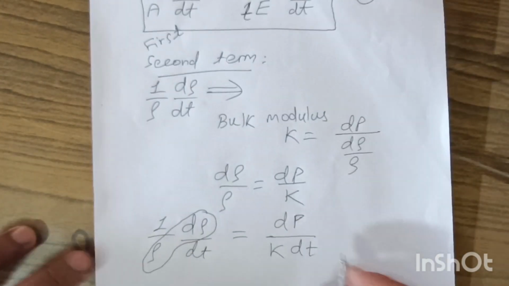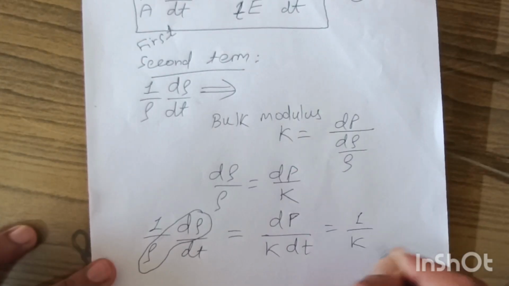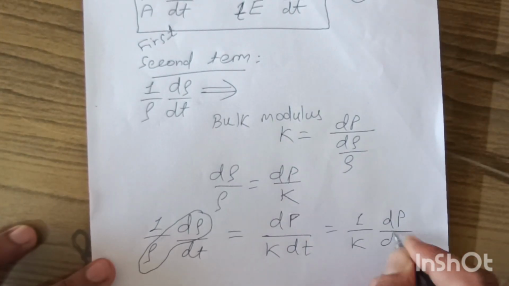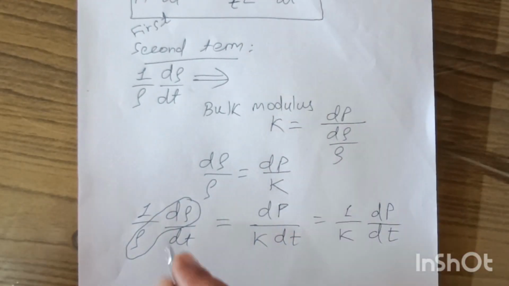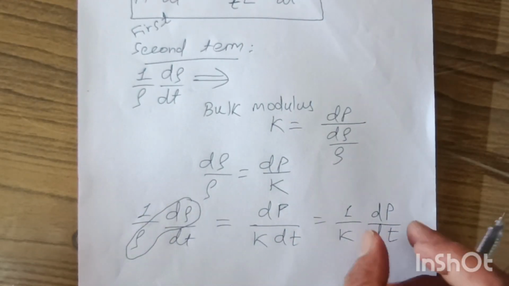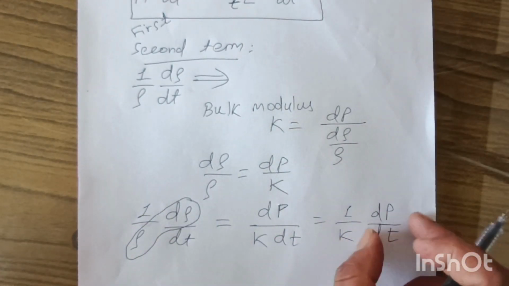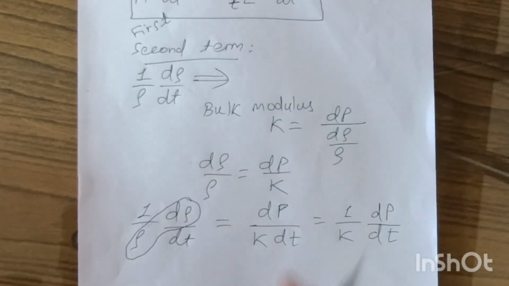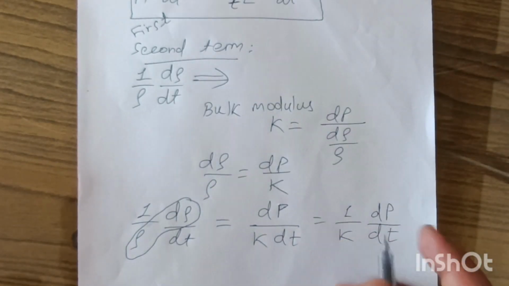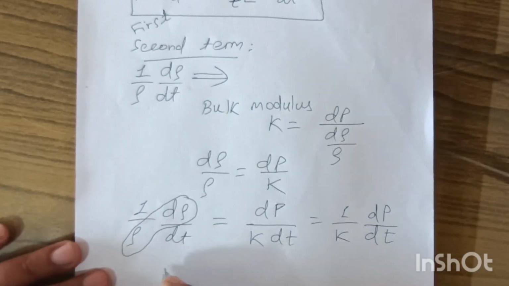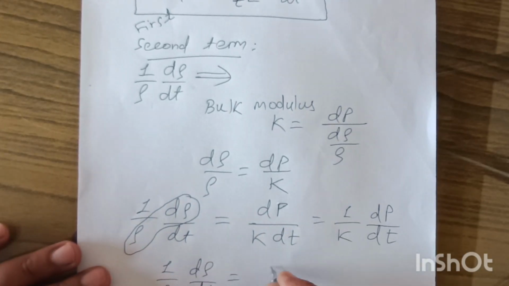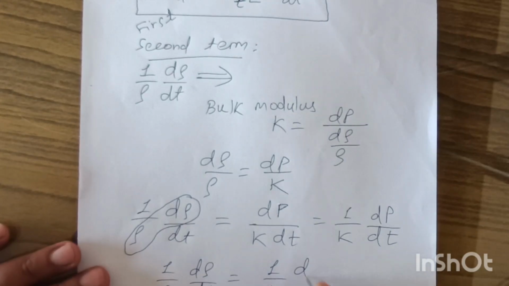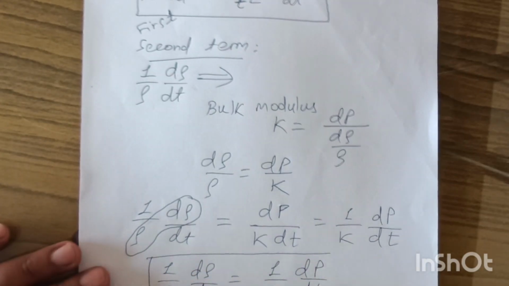Okay, 1 by k dp by dt. You can write that the pressure changes with respect to time. So we have 1 by rho d rho by dt in terms of 1 by k dp by dt. Let's substitute this value. This value, 1 by rho d rho by dt, the second term, is going to be 1 by k dp by dt. You can call this local equation number C.